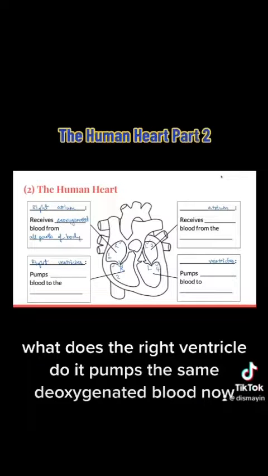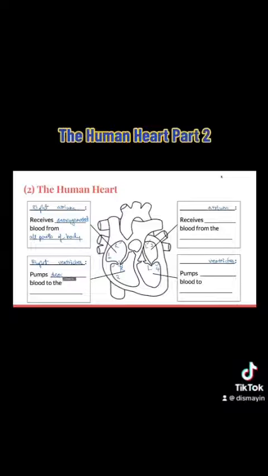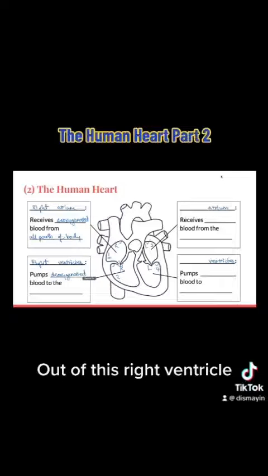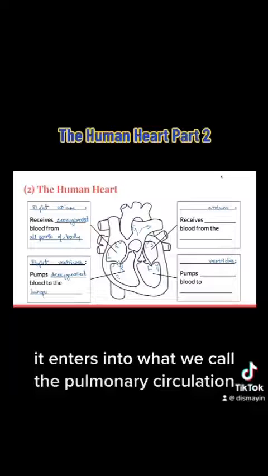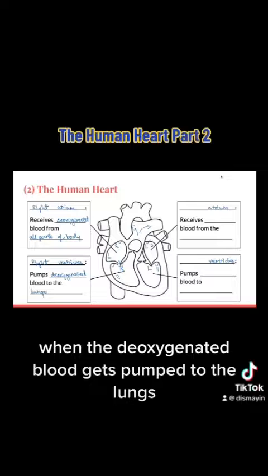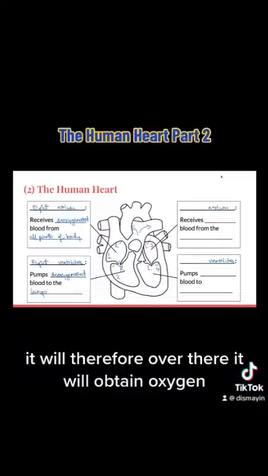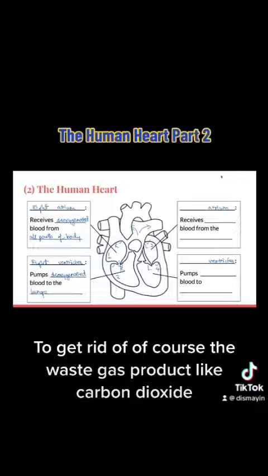What does the right ventricle do? It pumps the same deoxygenated blood now out of this right ventricle through here to the lungs, where previously I told you it enters into what we call the pulmonary circulation. When the deoxygenated blood gets pumped to the lungs, it will obtain oxygen and get rid of, of course, the waste gas product like carbon dioxide.